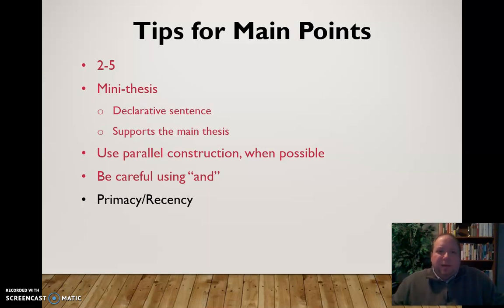And finally, consider primacy and recency. We know from studies that people remember best what they hear first and what they hear last, and what happens to them first and what happens to them last. So you need to keep that in mind when you're thinking about main points.